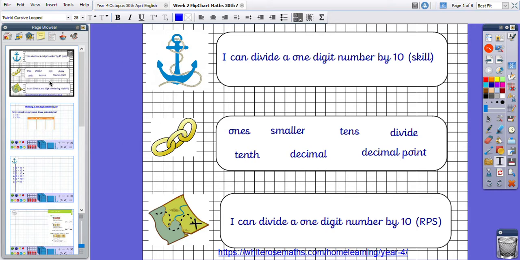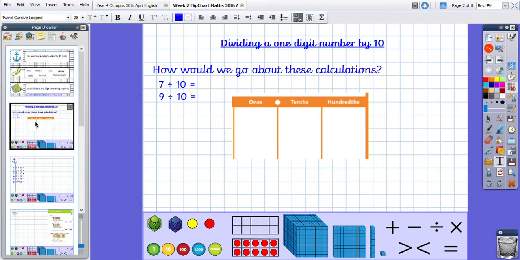We are dividing a one-digit number by 10. If you need any additional support, please log on to the White Rose website and look for the topic dividing one-digit number by 10. So, how would we go about these calculations?